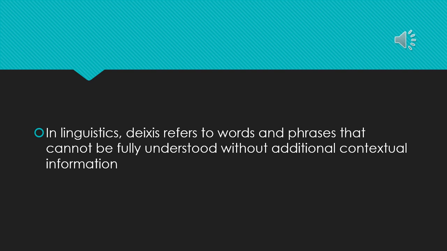In linguistics, deixis refers to words and phrases that cannot be fully understood without additional contextual information. Words are deictic if their semantic meaning is fixed, but their denotational meaning, or the real meaning, varies depending on the time or the place where it is happening. Words or phrases that require contextual information to convey any meaning are deictic. For example, English pronouns are all deictic.